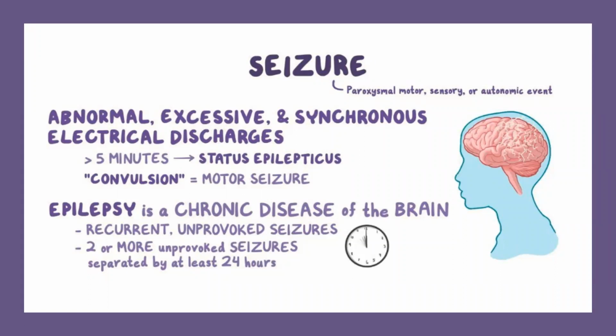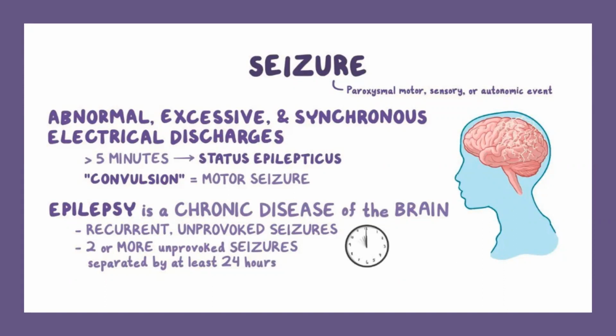So, what happens when we say seizure? It acts as a paroxysmal motor, sensory, and autonomic event. It is defined as abnormal, excessive, and synchronous electrical discharges. If it lasts for 5 minutes, it is called status epilepticus. And if it is a convulsion, it is called a motor seizure.